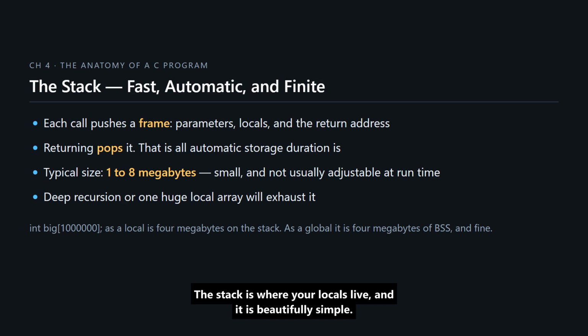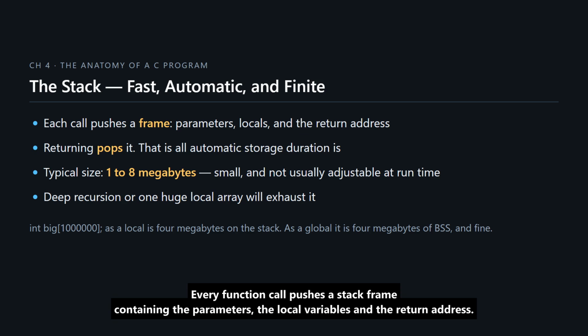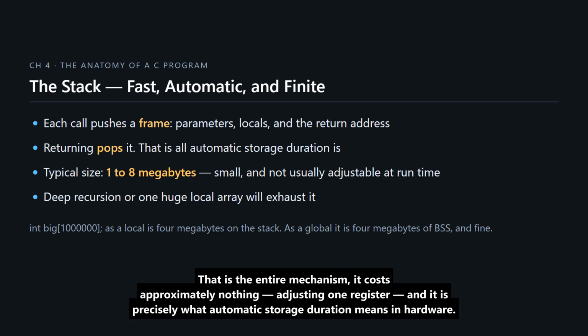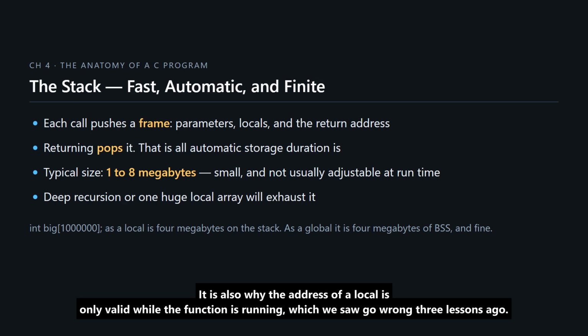The stack is where your locals live, and it is beautifully simple. Every function call pushes a stack frame containing the parameters, the local variables, and the return address. Returning pops the frame off. That is the entire mechanism. It costs approximately nothing, adjusting 1 register, and it is precisely what automatic storage duration means in hardware. It is also why the address of a local is only valid while the function is running, which we saw go wrong 3 lessons ago.